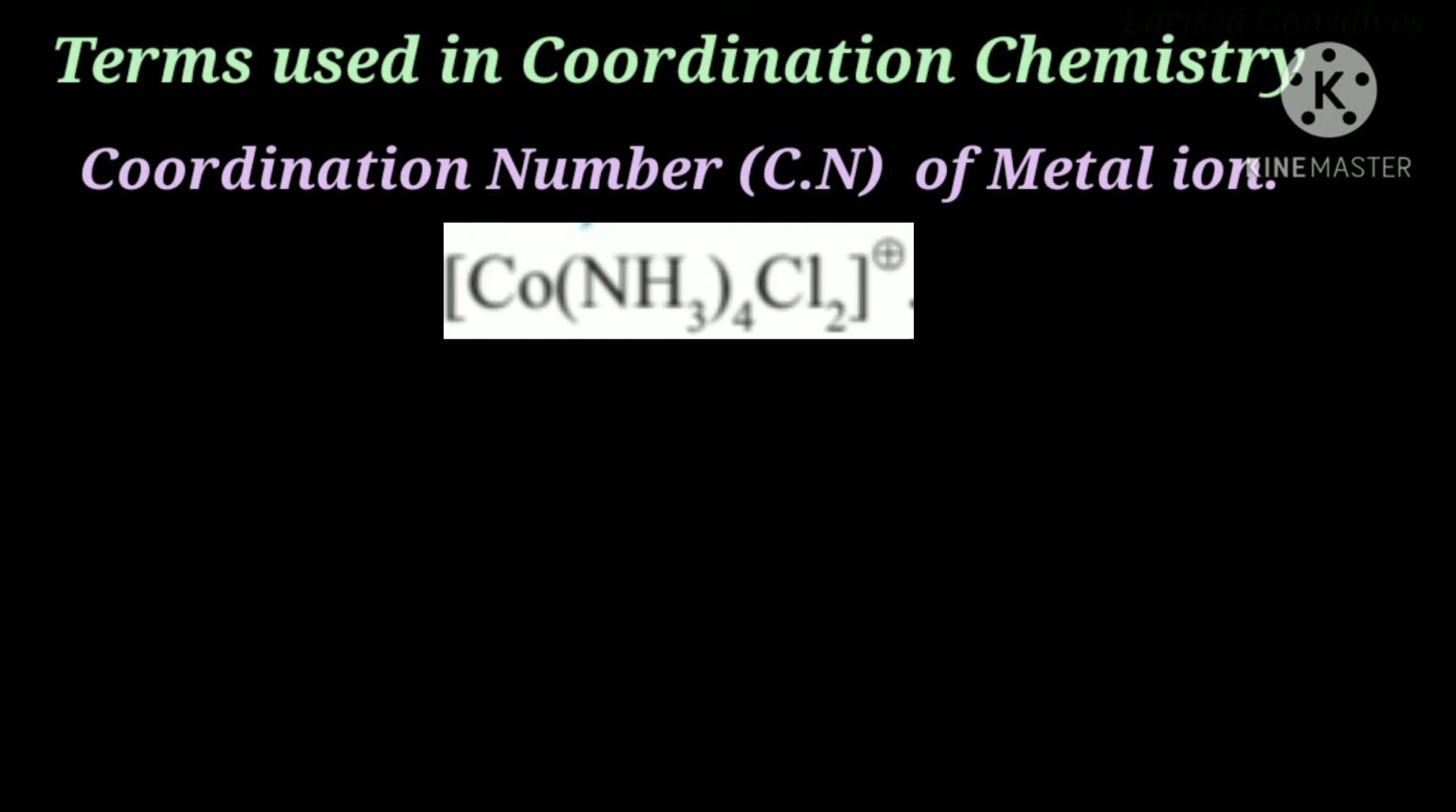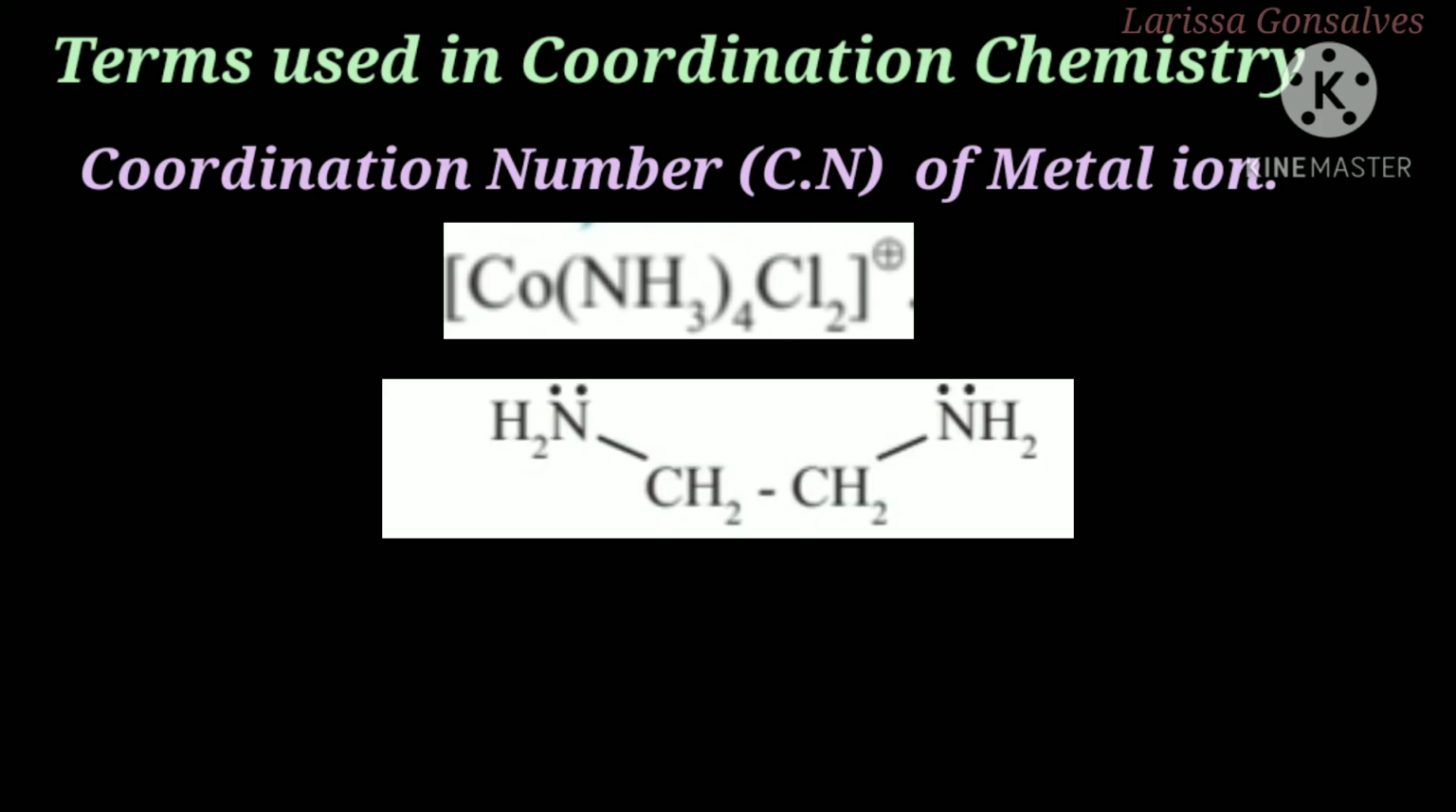The coordination number of a metal ion attached to monodentate ligands is equal to the number of ligands bound to it. In a simple way, I would say coordination number is the number of ligands which are attached to the central metal ion. So here in this example, the coordination number is going to be 6, since we have 6 ligands, 4 ammonia molecules and 2 chloride ions. If we take the example of ethylenediamine, then there are 2 donor atoms and hence the number of ligands is 2 and it is a bidentate ligand. So the coordination number is 2.